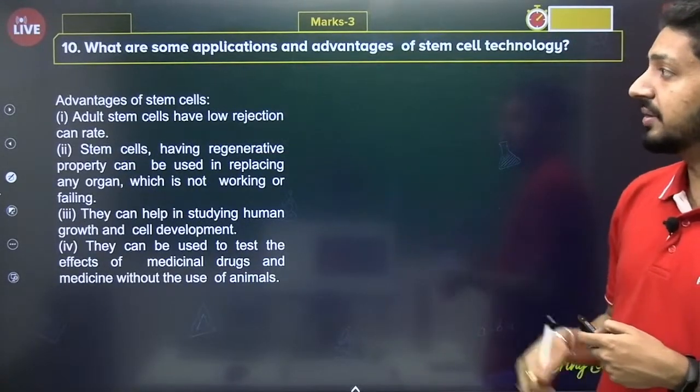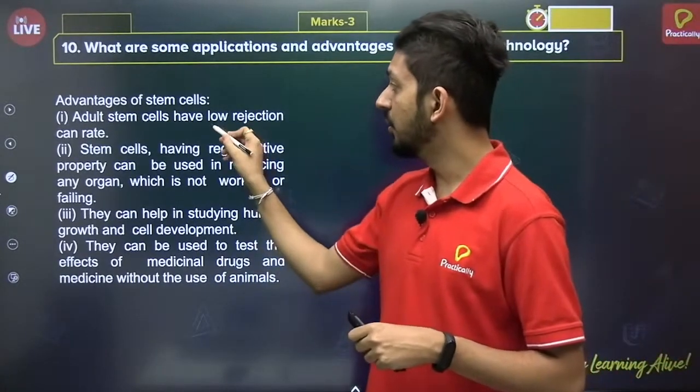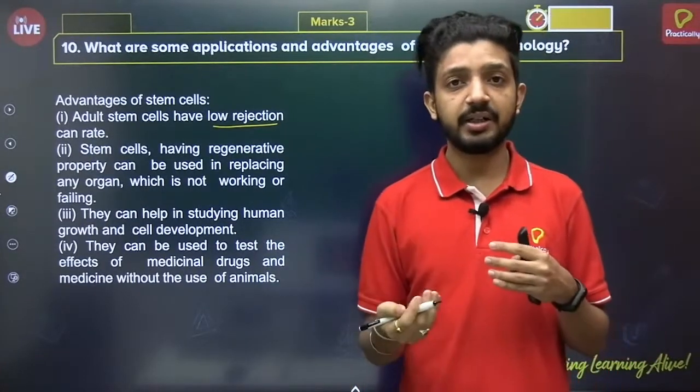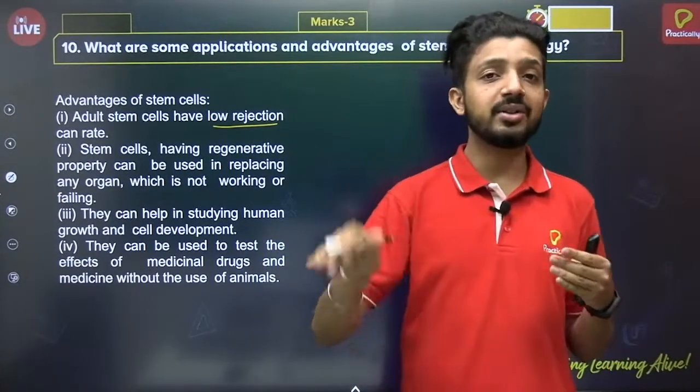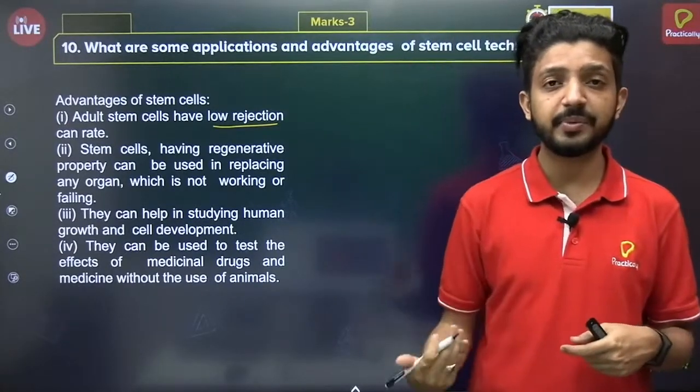Yeah, so we have some more advantages. Adult stem cells have a low rejection rate. Low rejection rate means that if they are transplanted, our body doesn't reject them. Okay, they can be easily transplanted so that they can help the patient to grow.